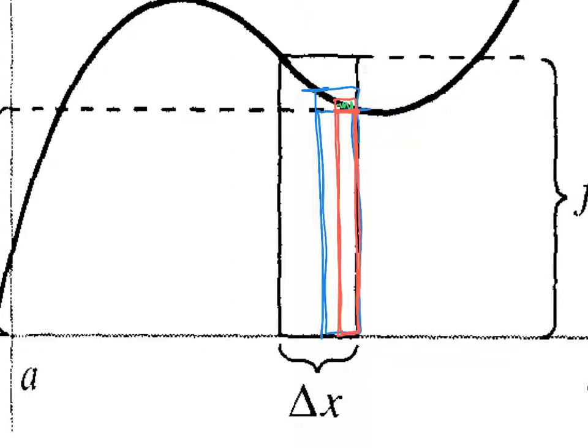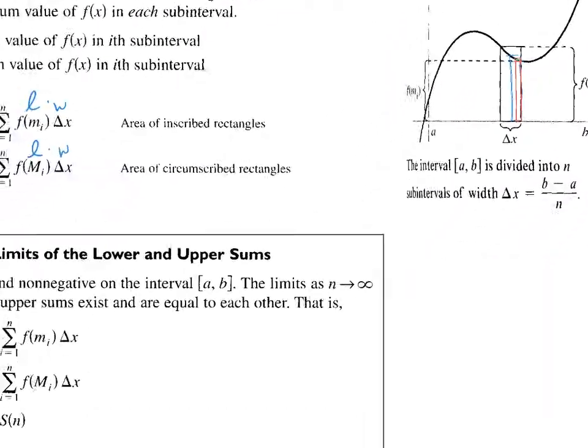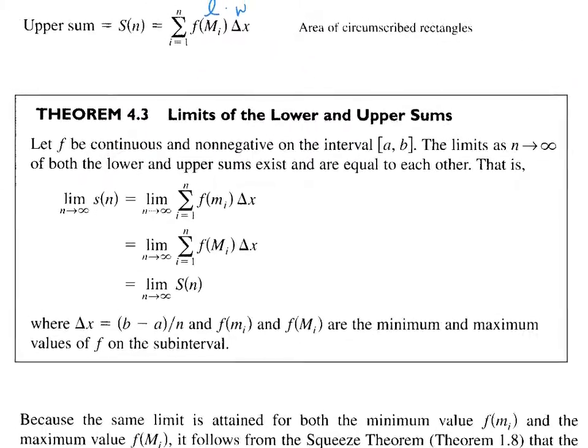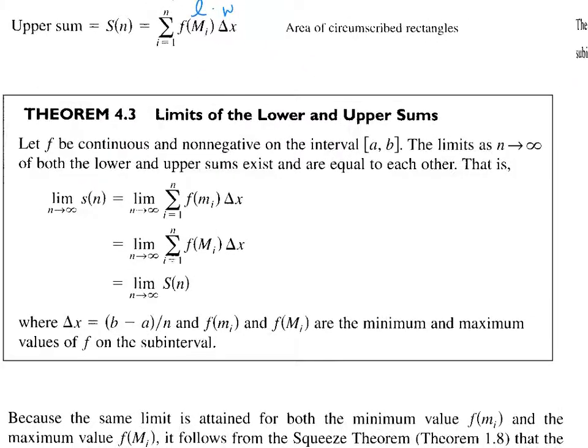Okay? And that actually brings us to the theorem that we're looking at here, which is the limits of the lower and upper sums. Okay? Let f be continuous and non-negative in the interval from a to b. The limits as n approaches infinity of both the lower and upper sums exist and are equal to each other.